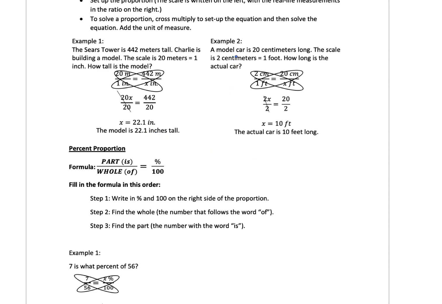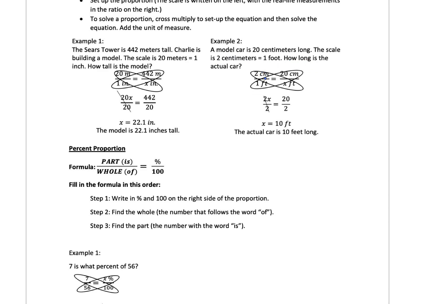In example 2, it says a model car is 20 centimeters long. The scale is 2 centimeters equals 1 foot. So how long is the actual car? So again, on the model, the car would have 2 centimeters, and for every 2 centimeters that is measured on the car model, in real life would actually be 1 foot. So the actual car would be 1 foot for that measurement.